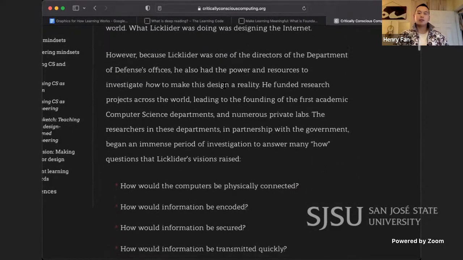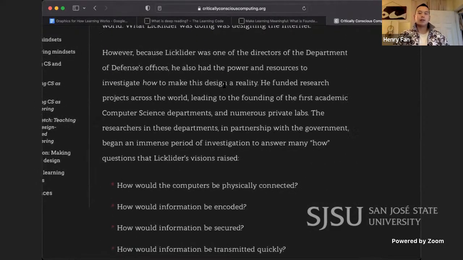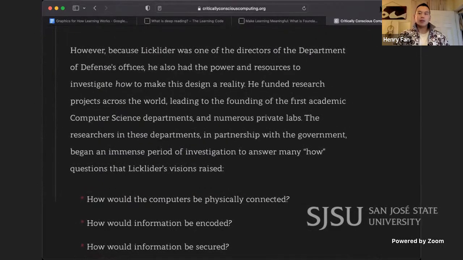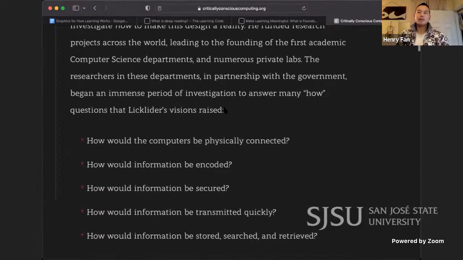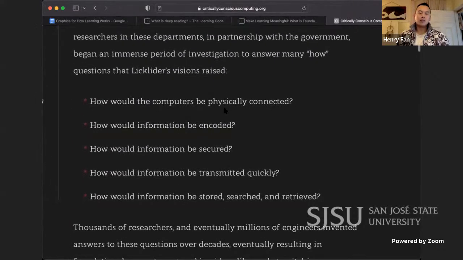However, because Licklider was one of the directors of the Department of Defense offices, he also had the power and resources to investigate how to make this design a reality. He funded research projects across the world, leading to the founding of the first academic computer science departments, and numerous private labs. The researchers in these departments, in partnership with the government, began an immense period of investigation to answer many how questions that Licklider's visions raised.